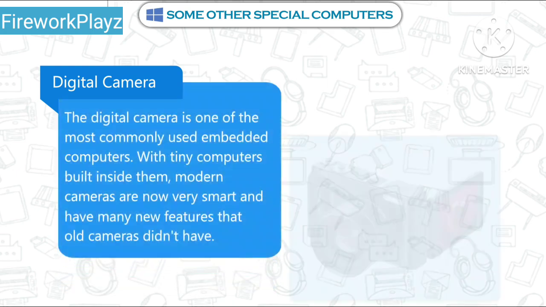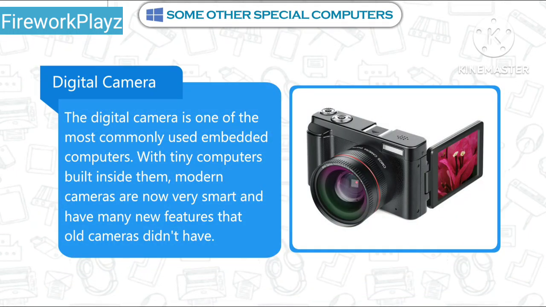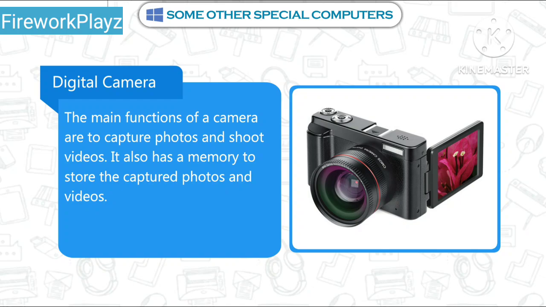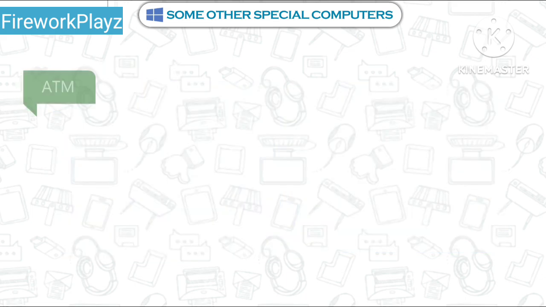Digital camera. The digital camera is one of the most commonly used embedded computers. With tiny computers built inside them, modern cameras are now very smart and have many new features that old cameras didn't have. The main functions of a camera are to capture photos and shoot videos. It also has a memory to store the captured photos and videos.